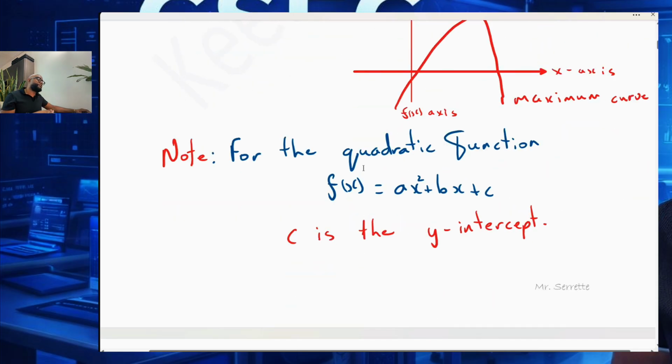So for a quadratic function, f of x is equal to ax squared plus bx plus c, c is the y-intercept, right? Y-intercept simply means that it is the value on the y-axis where the curve cuts through the y-axis, right?